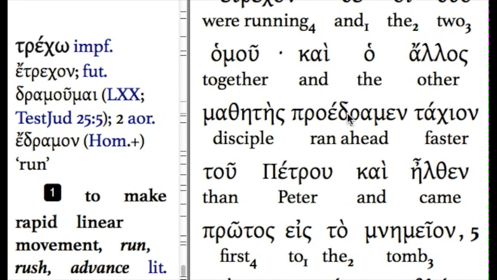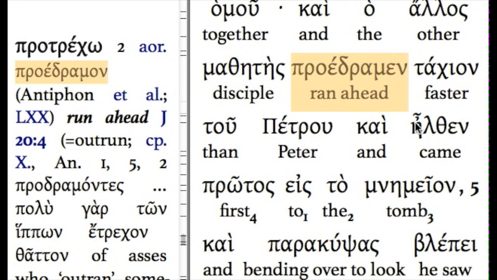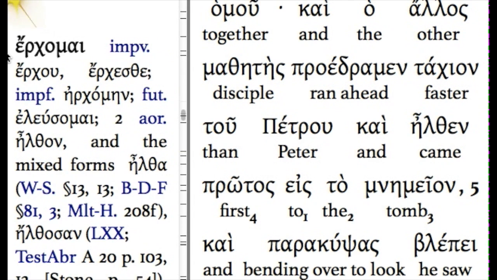Okay, here's a weird one. This is really a weird one. It's trecho. But you'll see that it's a second aorist here. Proedramon becomes proedramen. It's a third person singular, but it's in second aorist. So this is a bit of an oddball there. Okay, so the other disciple ran faster than Peter, and here we go, elthen. Oh, please tell me you know the lexical form of elthen. He came, right? It's erchomai.